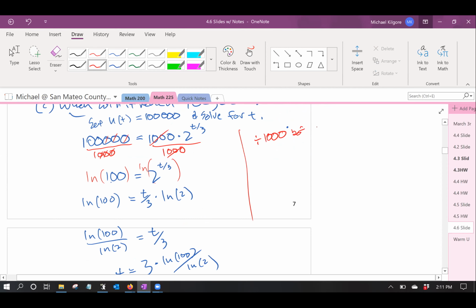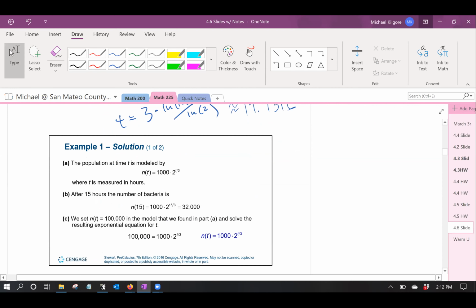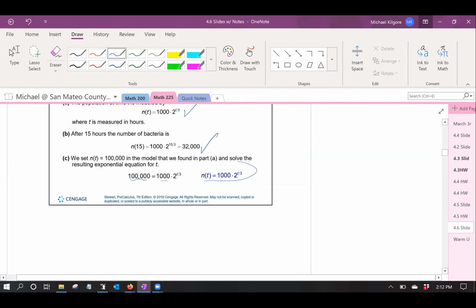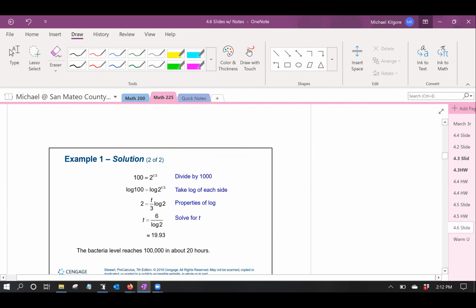Let's see if the solution slides agree with us, okay? All right, ready? It says the population is given by that. Boom. After 15 hours, we got 32,000. For C, we set the whole thing equal to 100,000, okay? Because the model is equal to that. Now, as we go down, we divide by 1,000, take the log of each side. Ooh, look, they used common log. It's approximately 19.93, almost 20 hours. Bam. So we got it.